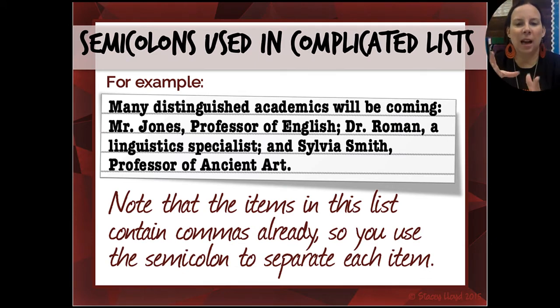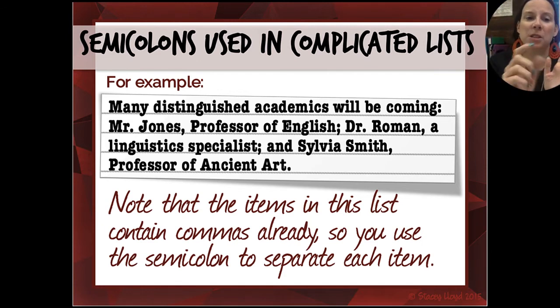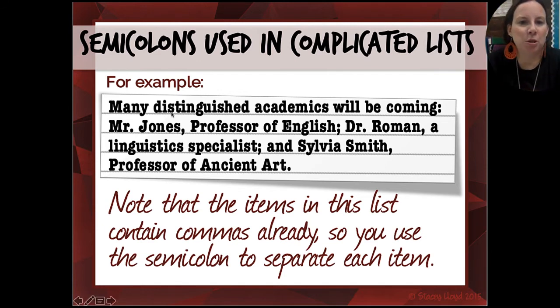So here is the complicated list. Here's how it works. Note that the items in this list already contain commas. So in order to separate the list, you're going to have to use semicolons. Since you already have to split up Mr. Jones and Professor of English, because you can't just say Mr. Jones, Professor of English, you need a comma there. That goes between a name and a title.